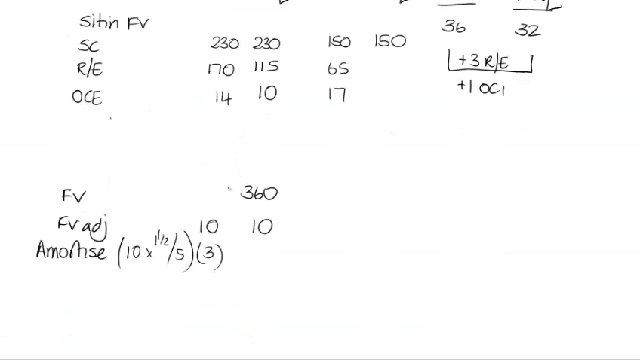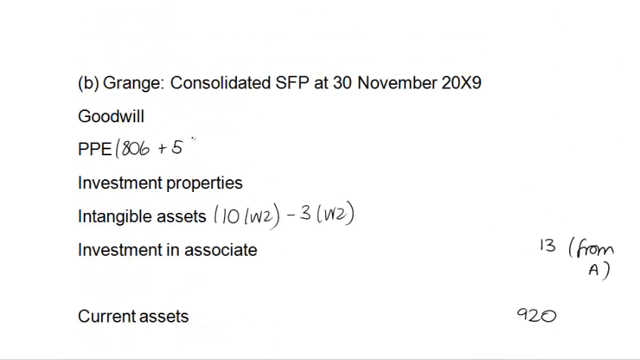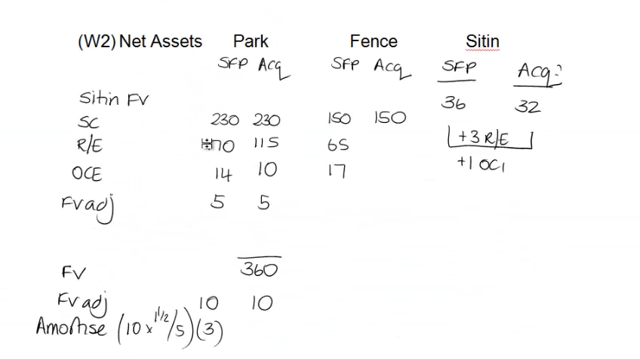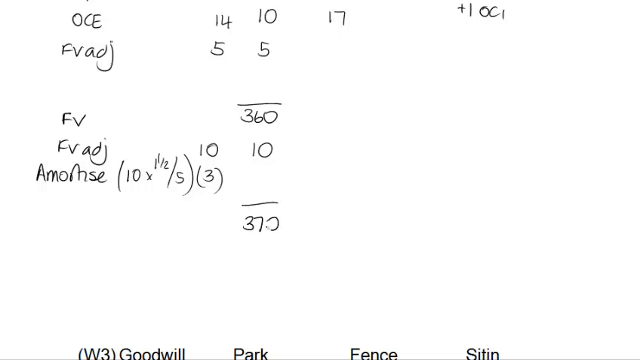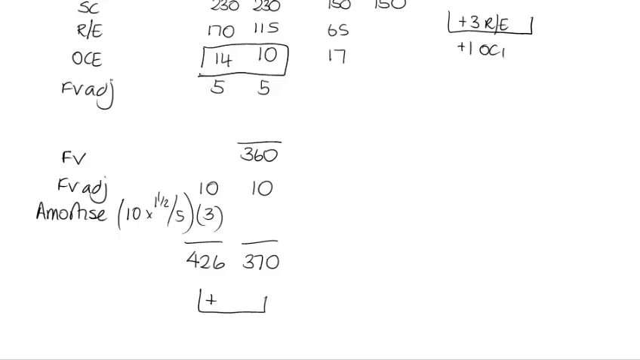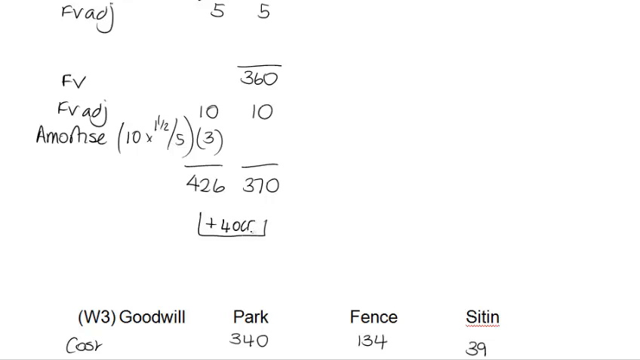So if I now go back to Park, I've got the fair value at the date of acquisition, and we can work out that our fair value adjustment is the balancing figure of 5. And we're told in the question that that balancing figure relates to land. Increase the value of land from working number 2, like so. So now we can work out our totals. We've got 370 at the date of acquisition. That figure is now up to 426. It's an increase of 56, of which 4 is an increase in OCE, and 52 is an increase in retained earnings.